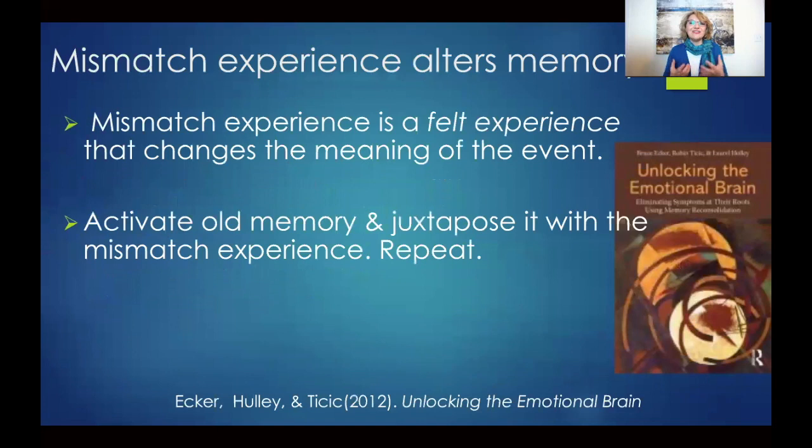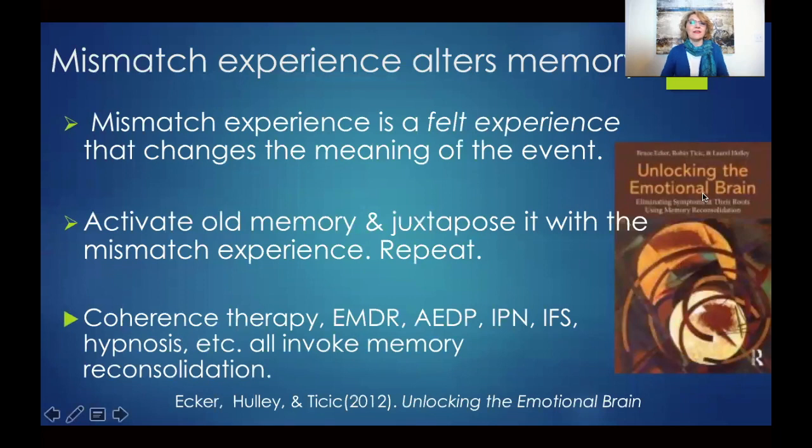And to do that, you have to activate the old memory. You have to recall it and juxtapose it with a new experience at the same time where the client can really get a new context around that memory. This was something that was discussed extensively in the book Unlocking the Emotional Brain that came out in 2012. It was written by Bruce Ecker, Laurel Hulley, and Robin Tissick, rather. And what they found is that any effective trauma therapy was essentially doing these same steps, in that that is what was required to actually reconsolidate a traumatic memory.